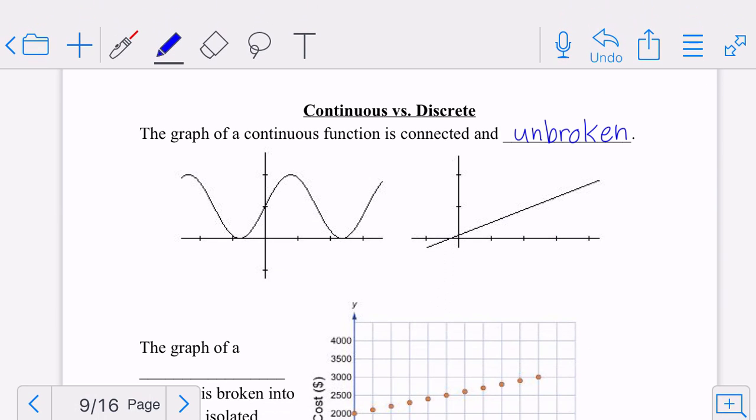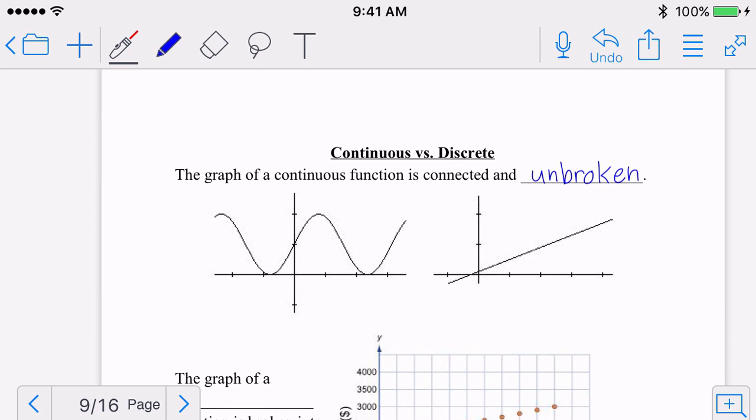A lot of people like to think of it as if I take my pencil or pen and I follow the graph of the function, I should be able to follow it without lifting my pen. If you have to lift and continue on after that, then that's going to be a broken graph, which is going to be a discrete function. It's not continuous. This one over here is the same thing. I can go through that whole thing without having to pick up my pen. You can also think of it as all in one easy piece.